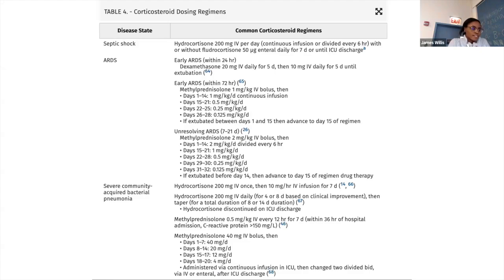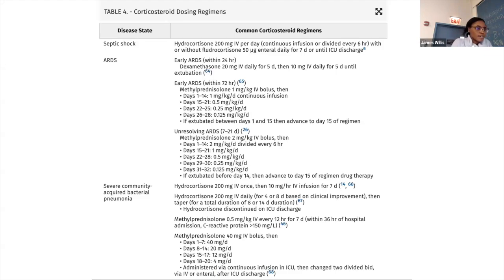So if after this, you're maybe a little bit more convinced that potentially you would give corticosteroids in a patient with either severe community-acquired pneumonia or sepsis or ARDS, these are some of the dosing strategies that the study looked at. The study didn't necessarily recommend any of these strategies more than any other one, but these were some of the ones that they found that were used in the studies that they looked at in their meta-analysis.